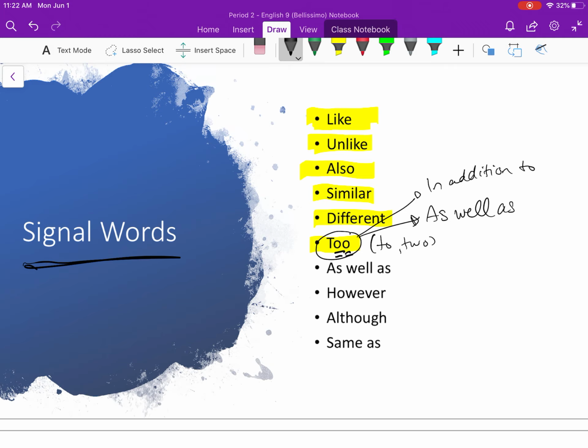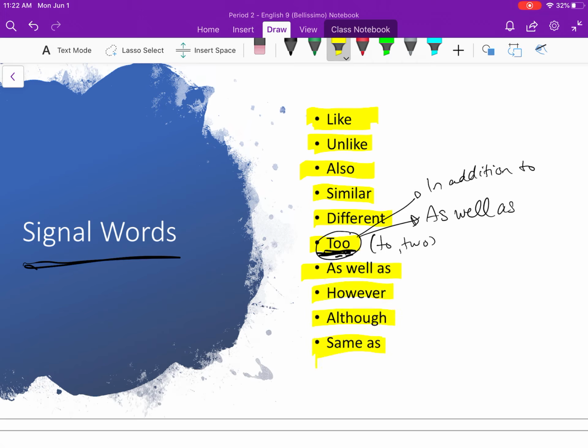In addition to something. So, I like that too. It was tall too. It means kind of as well as. So make sure that you have that distinction that there are two O's in this "too." As well as, however, although, same as.